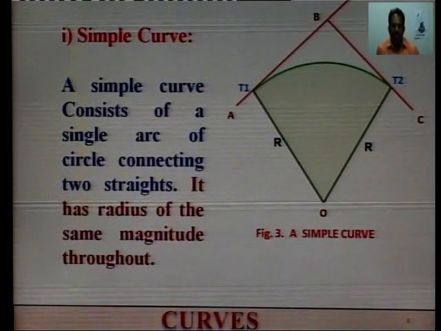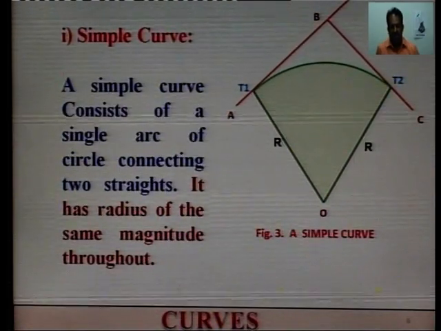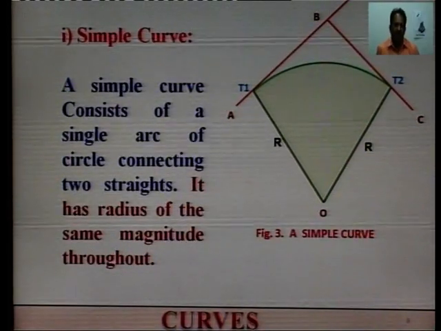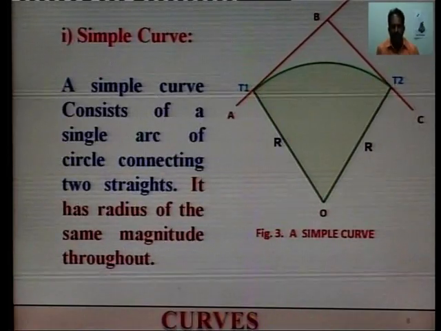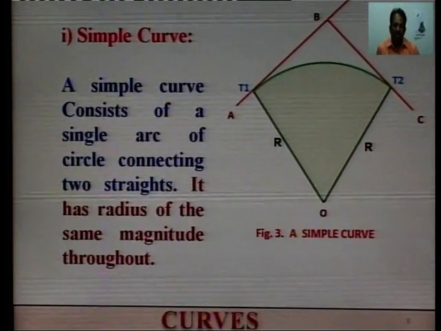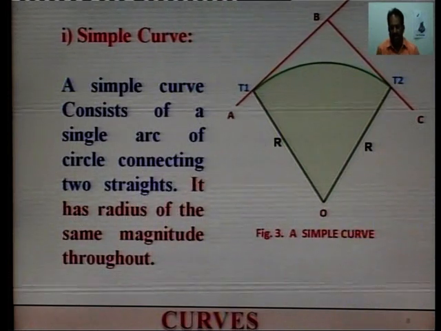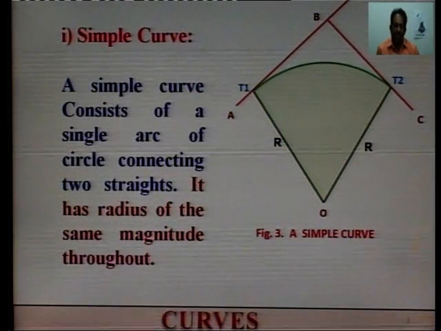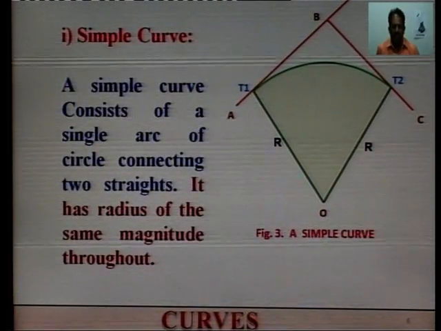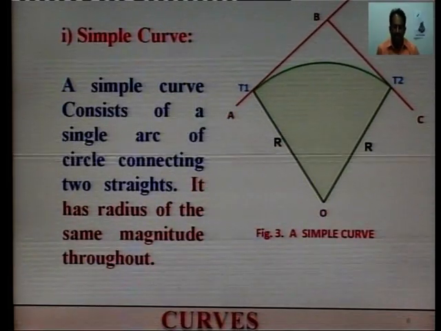So, when these straights are connected by a single arc, that is there is only one arc, it is called a simple circular curve or simply simple curve. It has radius of the same magnitude throughout, as is being shown on your screen. A simple circular curve has the same radius throughout, as shown in the figure. So, a simple curve consists of a single arc of a circle connecting 2 straights and it has a radius of the same magnitude throughout.